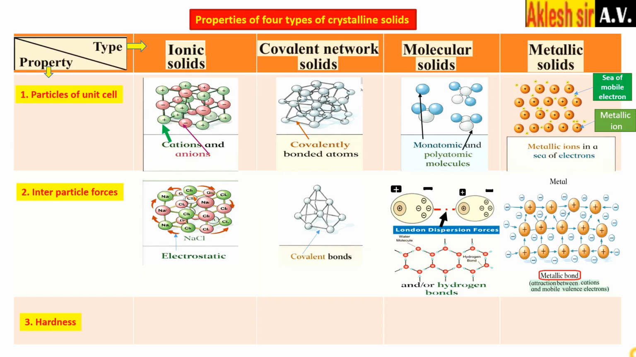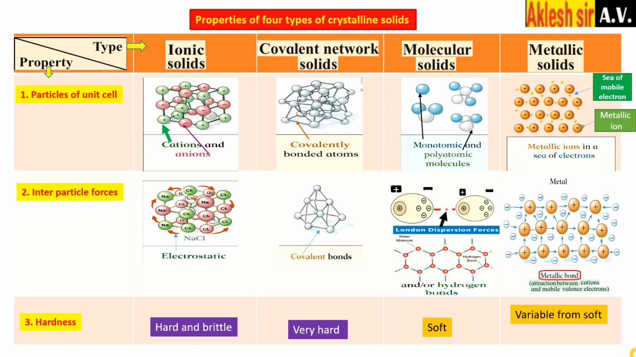Three. Hardness. Ionic solids are hard and brittle. Since covalent network solids are bonded by covalent bonds, they are very hard. Molecular solids are soft due to weak London dispersion forces. The hardness of metallic solids varies from soft to very hard.